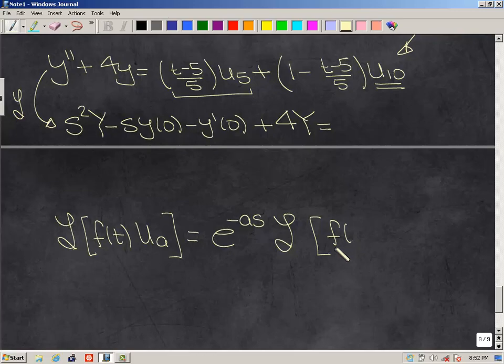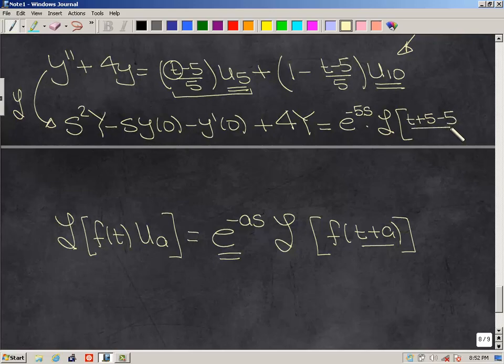Be careful here. Most of the times when we are doing shifts, we're going t minus a. This time it's going to be t plus a. So let's see if we can do this correctly. This step function is going to introduce an e. So we get e to the a is 5, so you get negative 5s, times the Laplace of f shifted. Wherever I see a t, I'm going to write it as t plus a. So a is 5, so t plus 5. So this becomes t plus 5 minus 5 over 5.